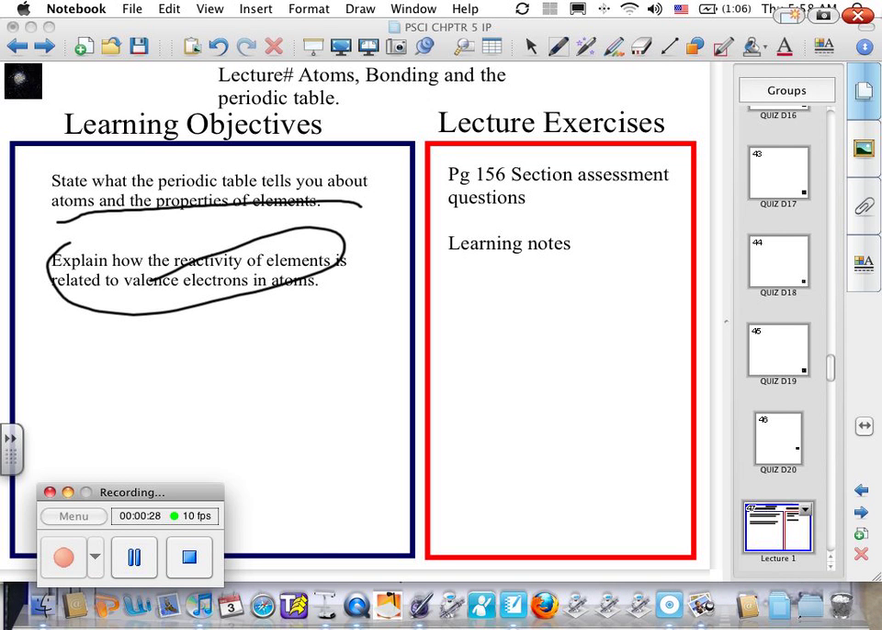Our lecture exercises are on page 156. They're the section assessment questions. Also, you need to take learning notes, which is about a page of notes, including the section assessment questions.